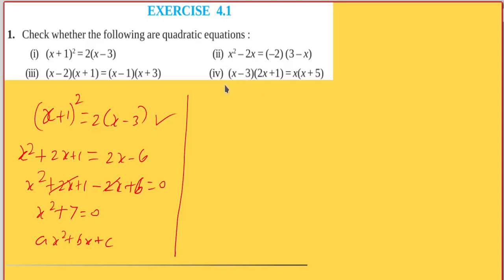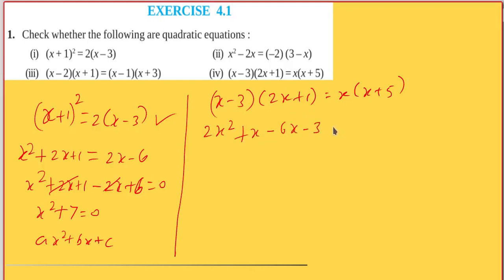Next question. (x − 3)(2x + 1) = x(x + 5). Okay, now let me multiply. If we multiply, we get 2x² + x − 6x − 3 = x² + 5x. Now let me bring everything to one side.